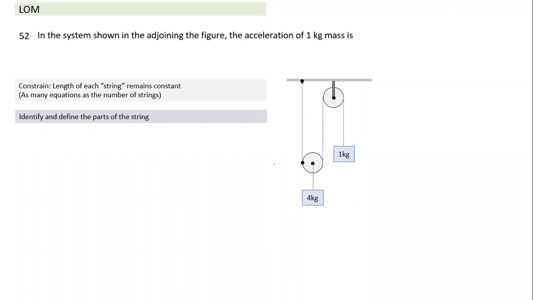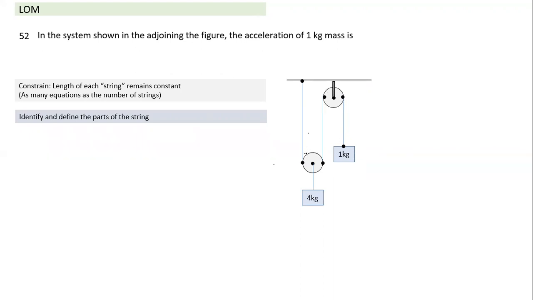This point is on the ceiling here. This point is on the pulley here. So there is some particular length of string here. The second length is between the point of tangency on this pulley and this point on the other pulley. And this length will change if either or both of the pulleys move. The third part of the string is between the pulley and the block here. Again, if either of the two moves, the length will change.